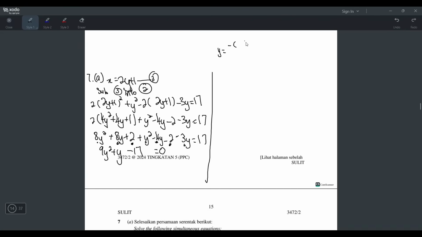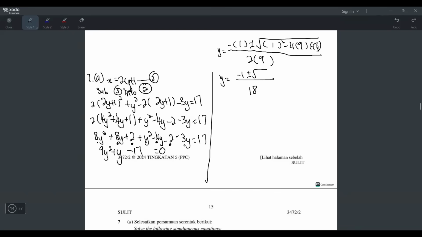Y equals negative b plus minus square root of b squared minus 4ac over 2a. For the b, it will be 1. For the a, it will be 9, so this one also 9. And for the c, it is negative 17. Now your y will equal, 2 times 9 is 18, negative 1 plus minus square root. Let's try to press the calculator and see what I get for the discriminant, b squared minus 4ac. What do we get?